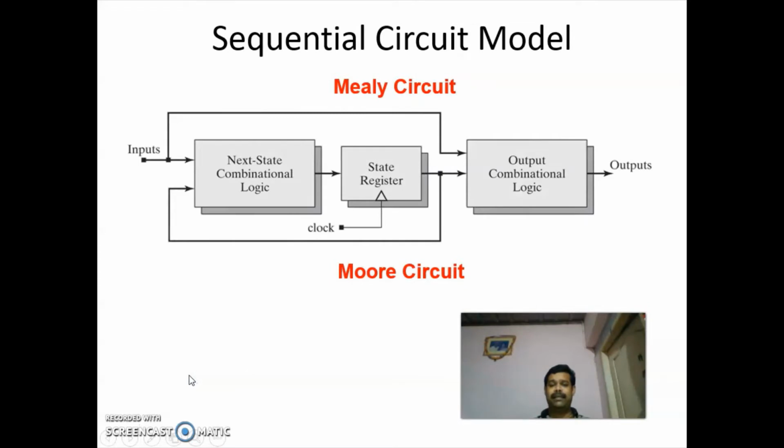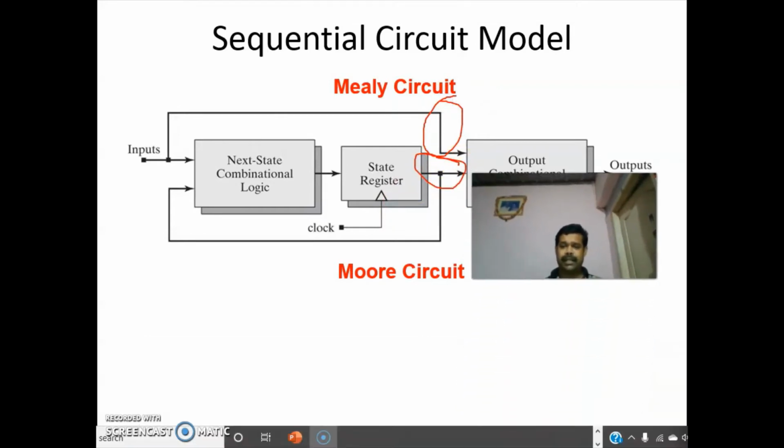Now we'll see the Mealy circuit and the Moore circuit. This is a block diagram of the Mealy circuit. This is the output circuit. The output depends upon both the external input as well as the present state. The output of the state register is nothing but the present state.